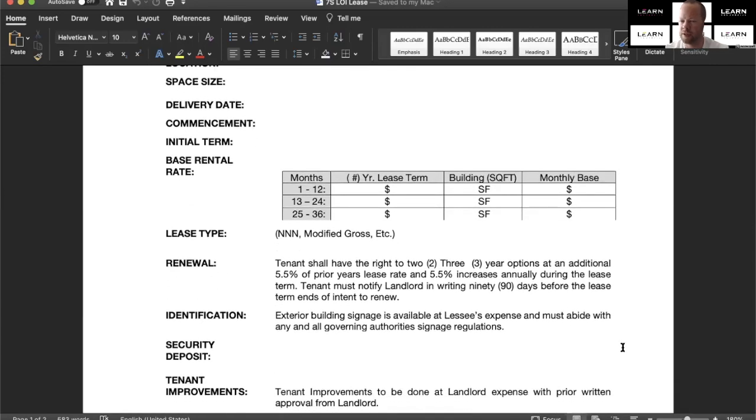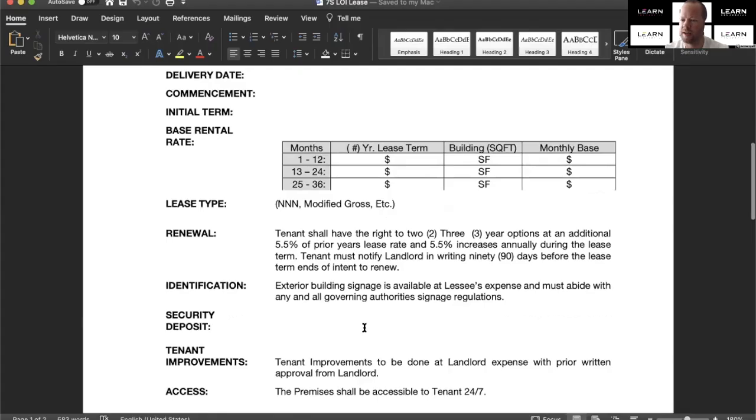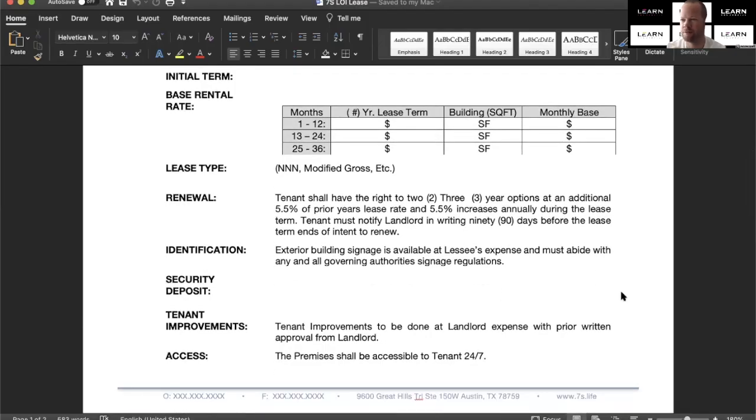Identification, can we put a sign in the building? Is there a monument? The security deposit is most likely going to be the last month, including triple nets. So if your base was 10,000, triple nets were 3, $13,000 would be your security deposit. Of course, it's negotiable, but that's just, I don't say standard, but it is kind of standard.